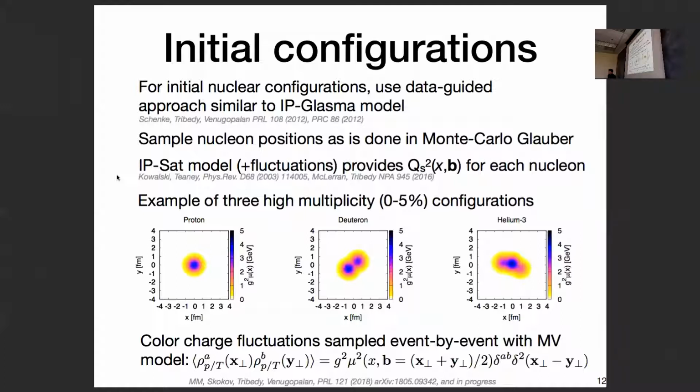It's also about how you add them, right? This is done within the IP-Glasma setup, right? So what happens is you take a diagram and you add thickness functions for each of the nucleons in the exponent, essentially. So this has nuclear effects, and the shadowing comes out. Yeah.